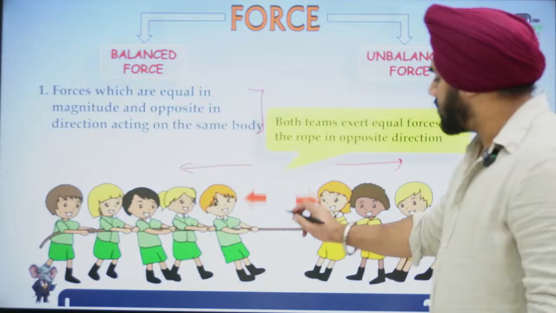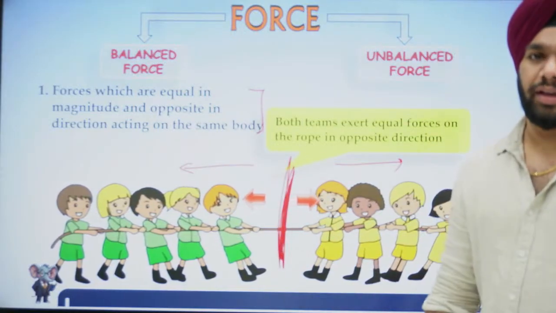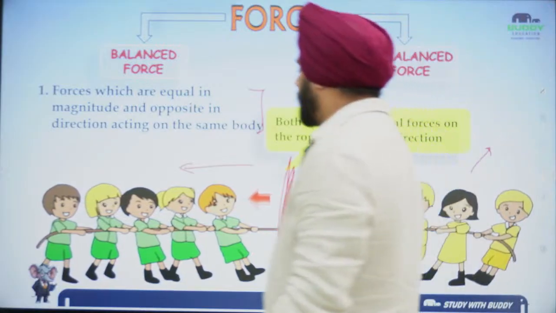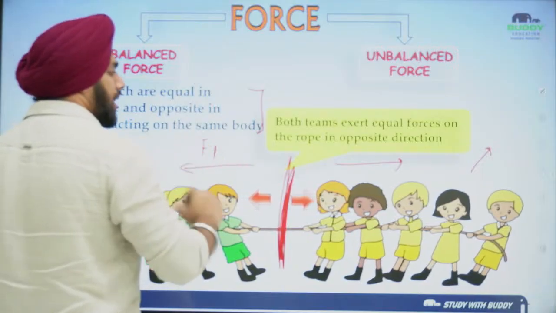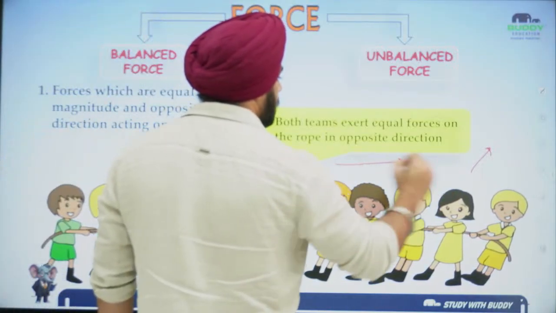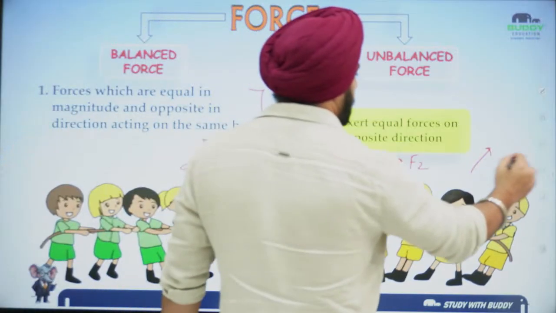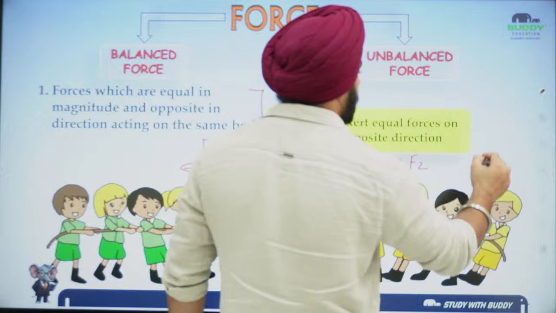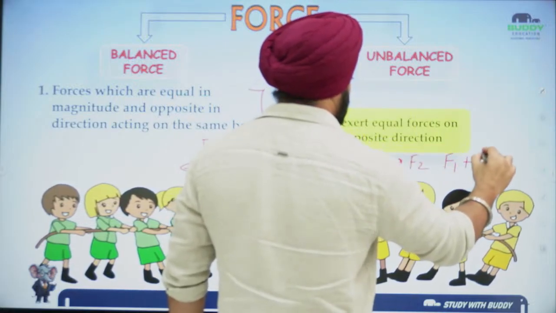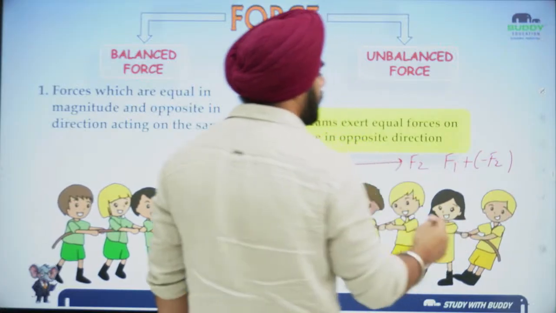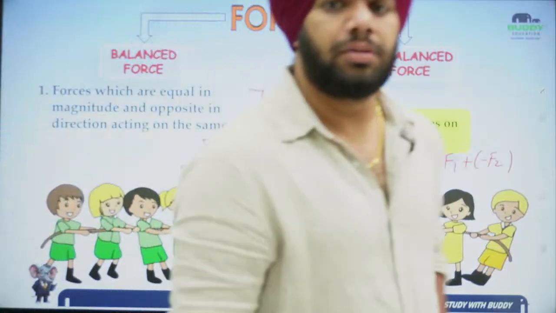Now because this string, this wire, is not moving, suppose this one is F1 force and this one is F2 force. So what is the net force on this wire? F1 plus minus F2. Why have I taken minus F2? Because F2 is acting in the opposite direction, right? Yes or no?